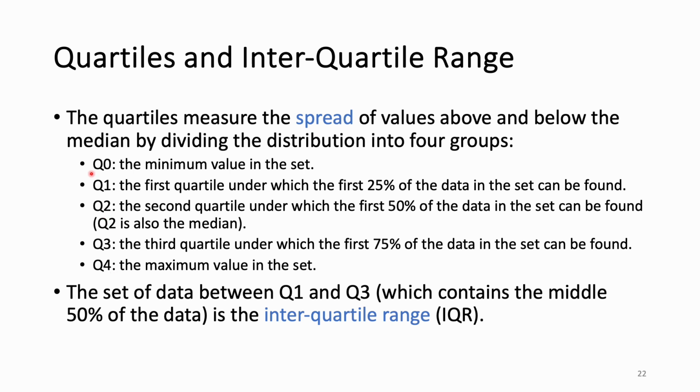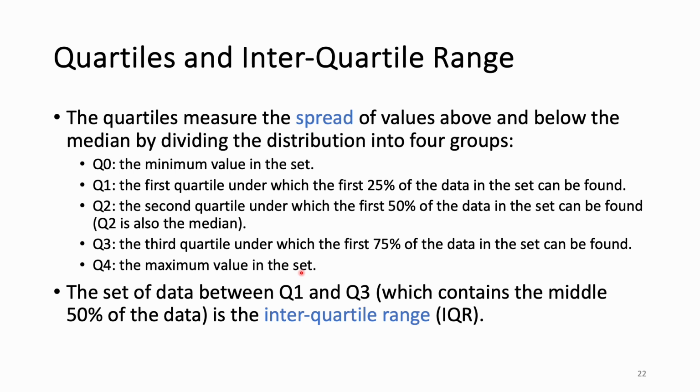I said that these quartiles, these Qs, divide the distribution into 4 groups. The first group is between Q0 and Q1, so the first 25% of the data. The second group is between Q1 and Q2, which is from 25 to 50% of the data. The third group is between Q2 and Q3, so between 50% and 75% of the data. And the fourth group is between Q3 and Q4, which is from 75% to 100% of the data.